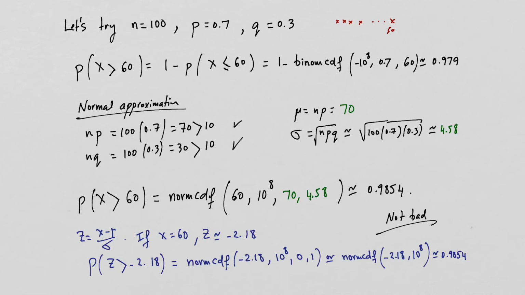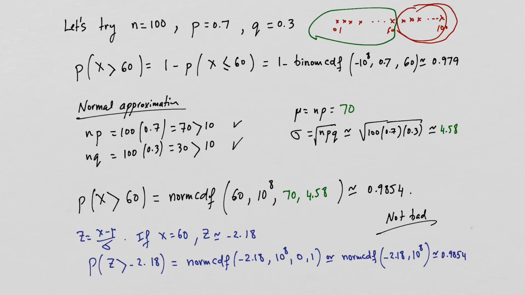This is 60, all the way to 100. This is 0, this is 1, right? More than 60 means this. What's the complement of this? The complement of this is the stuff in green.